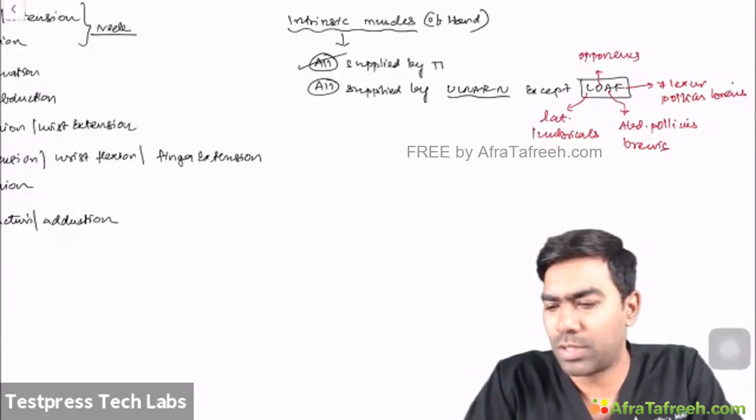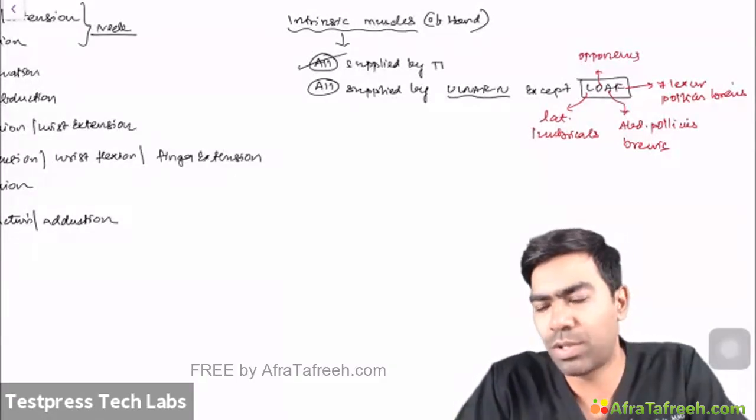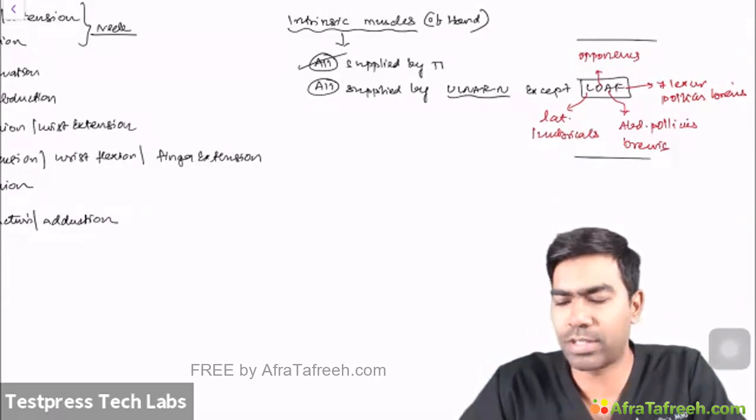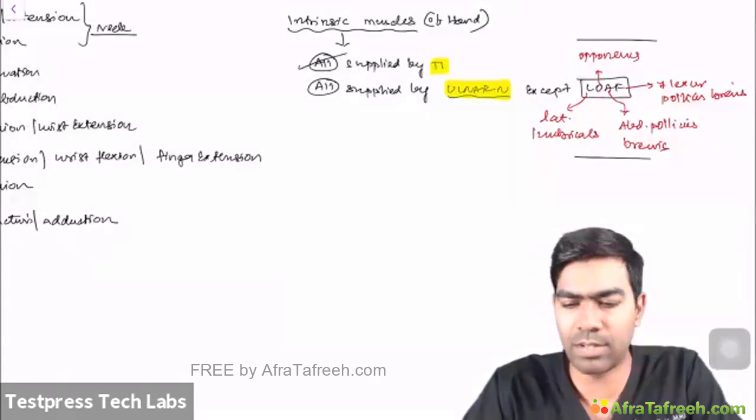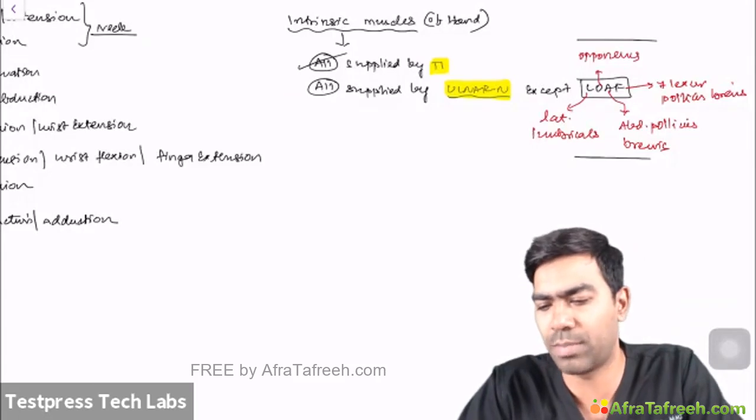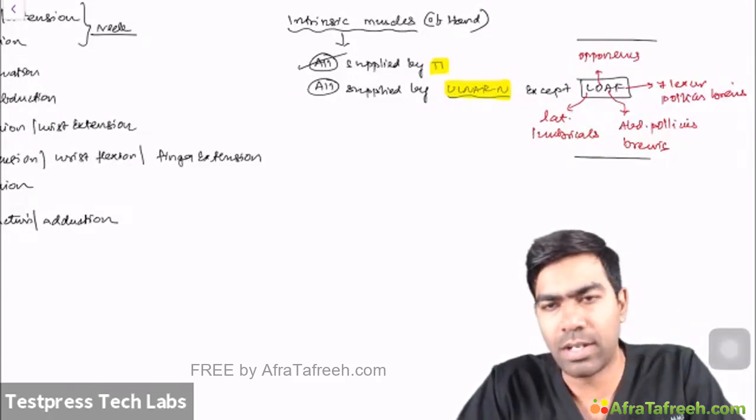So these are the 4 muscles: lateral lumbricals, opponens pollicis, abductor pollicis brevis, and flexor pollicis brevis. Except these 4 muscles, called LOAF muscles, all the remaining muscles are basically supplied by the ulnar nerve. And all the small intrinsic muscles of the hand are basically supplied by the T1 nerve root only.